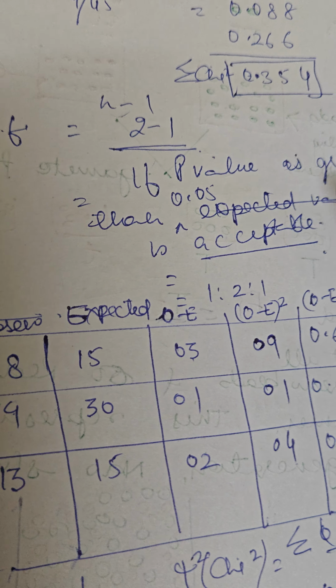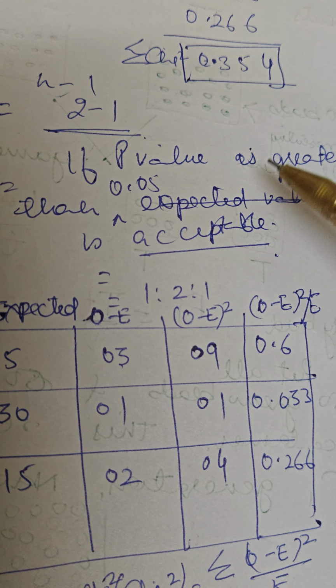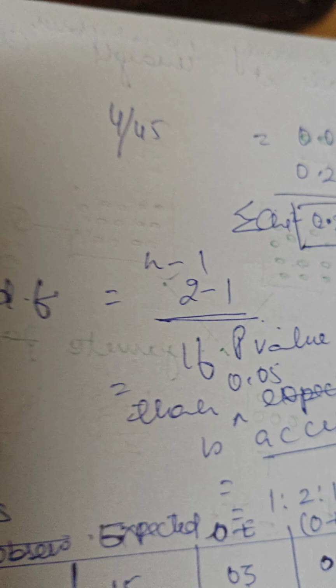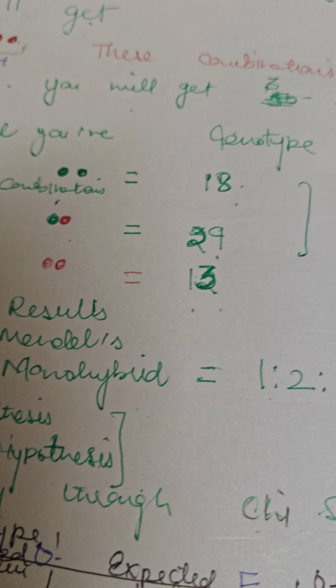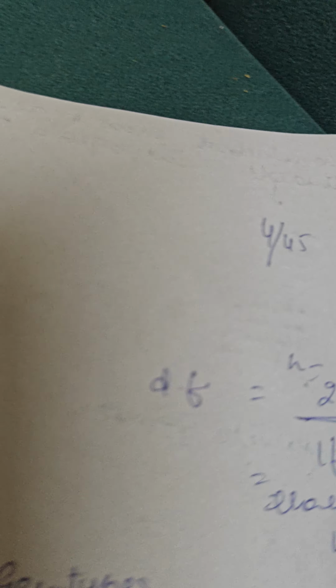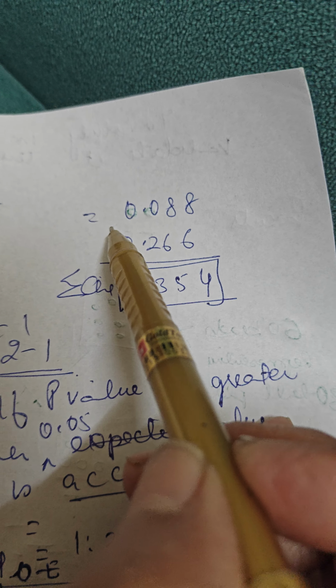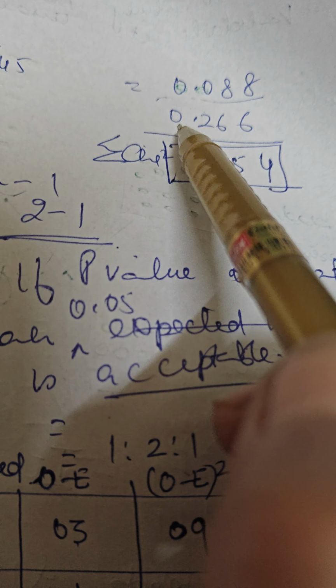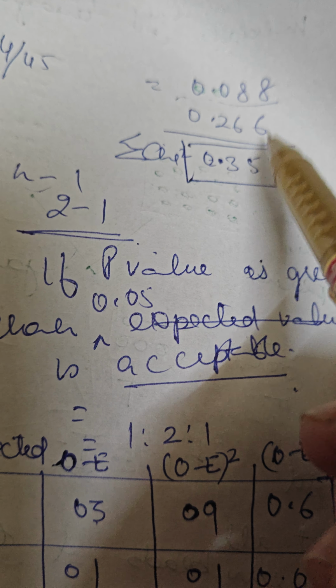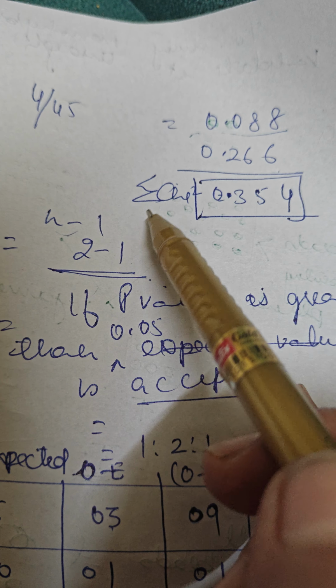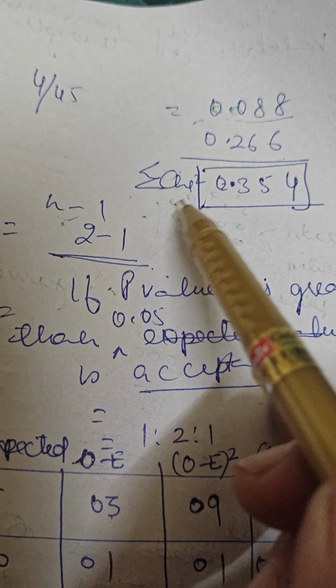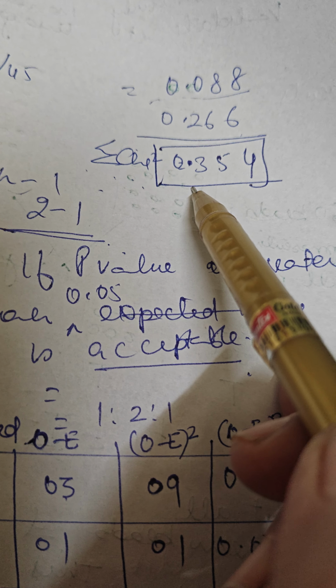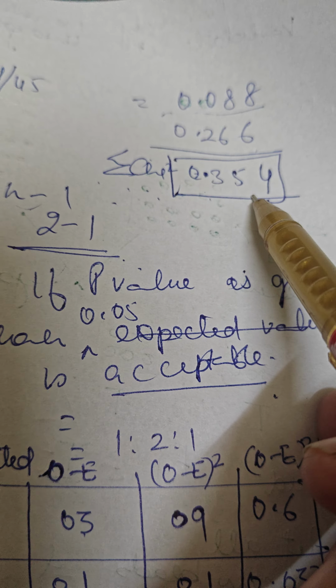This is what I have calculated, that is your O minus E, right? The value of 4 by 45 and 4 by 15 comes out to be, you can calculate for yourself, 0.088 and 0.266. So your chi-square is sigma of (O minus E) square divided by E. That comes out to be 0.354, right?